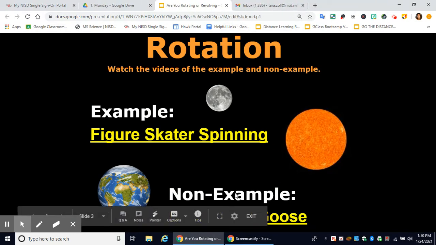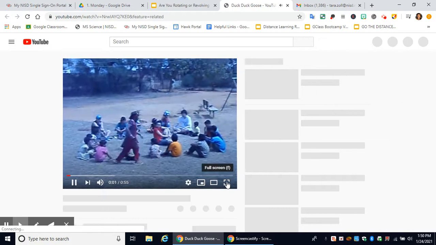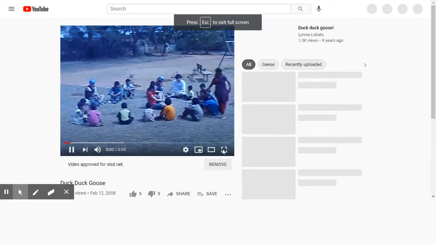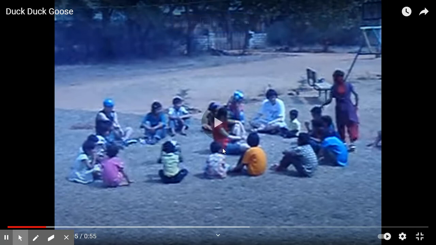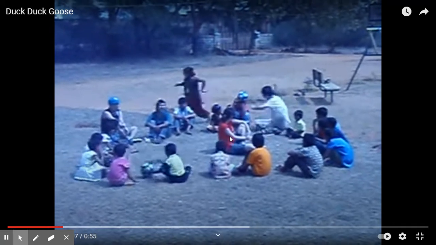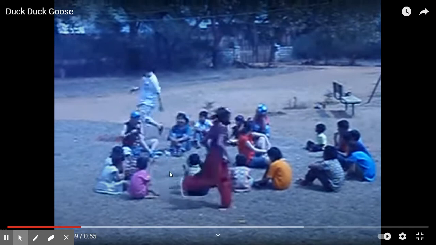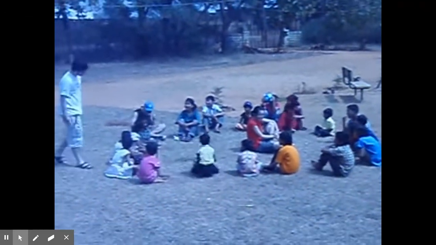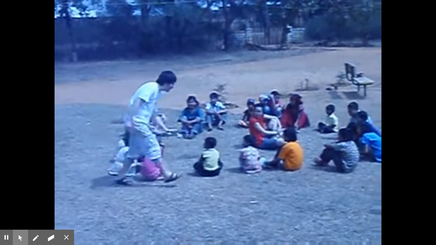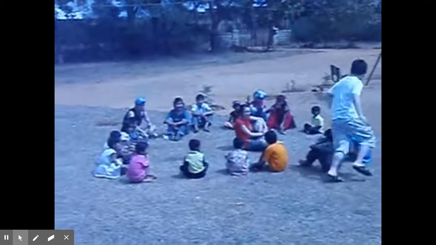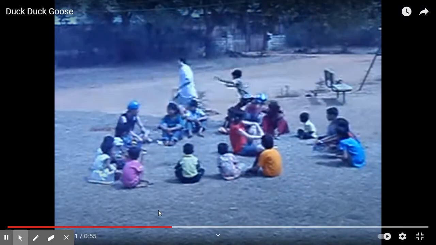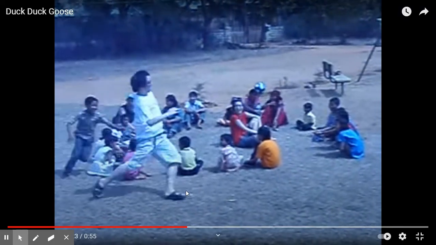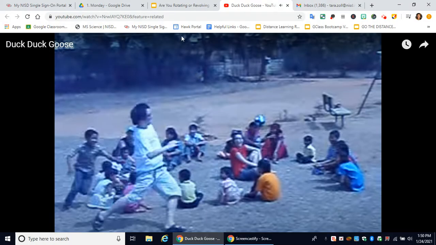Now, a non-example. This is a non-example of rotation. They're running around a fixed point. Not an example.